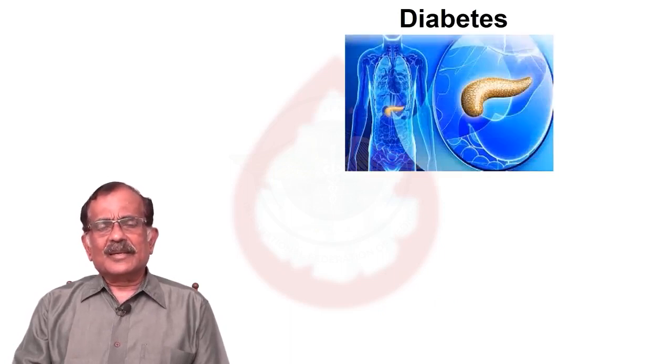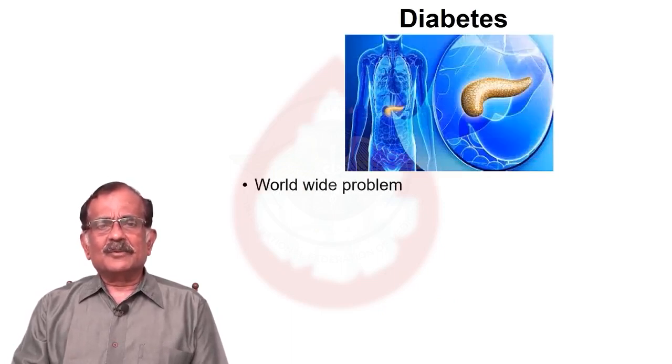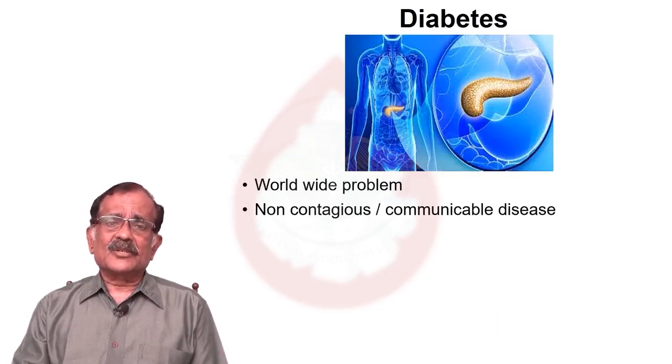As you know, diabetes is a worldwide problem now, becoming a pandemic. It's a non-communicable disease which is reaching epidemic to pandemic proportions. And as you know, India is one of the leading countries with the maximum number of diabetic patients in the world. Today, we will be discussing the diabetes you see in childhood and adolescence.